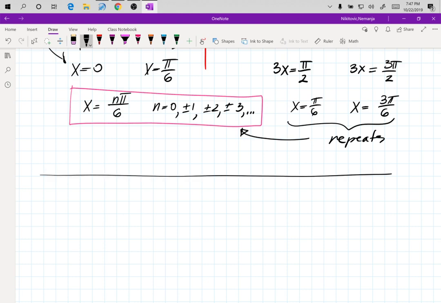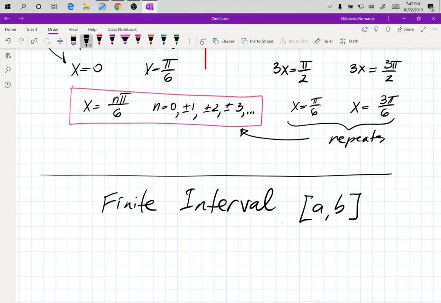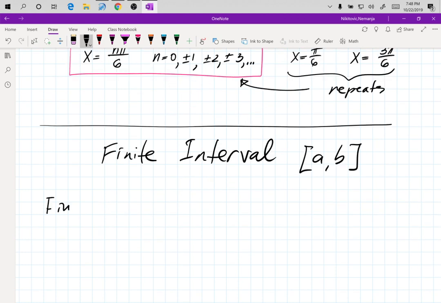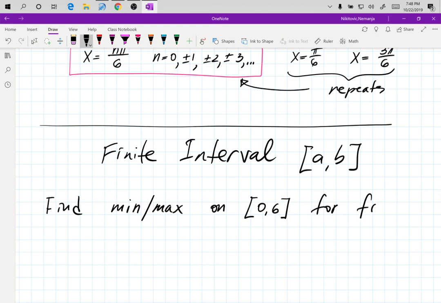So let's say that I want to check. So now let's say we have a finite interval a to b. So find min max on 0 to 6 for f of x equals square root of, let's say, x plus 3.